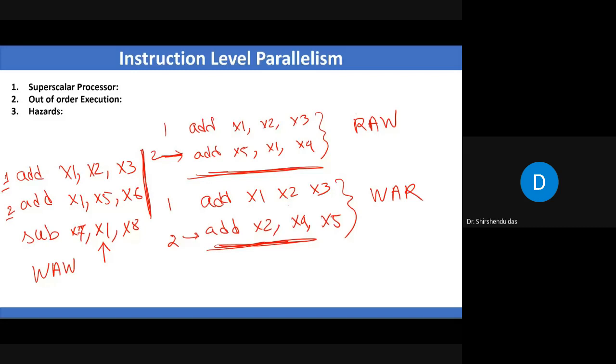Data forwarding is a solution here because we assume every stage takes only one cycle. But if addition takes 3 cycles in the execution stage and multiplication takes 16 cycles, then there will be stalls. To handle this, you should go with out of order execution.